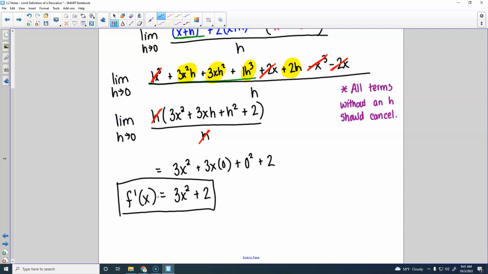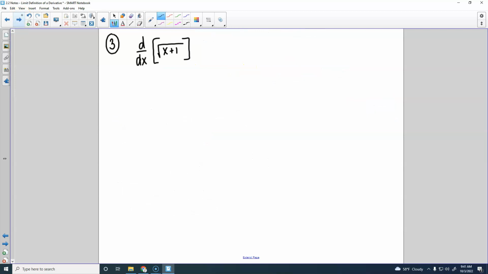You have to know the limit definition of a derivative. Not a ton of it on the exam, but they are on the exam. So we have to do it. Now, I do know how to do this one also without doing limit definition of derivative, but not as quickly, and it's a different shortcut rule.